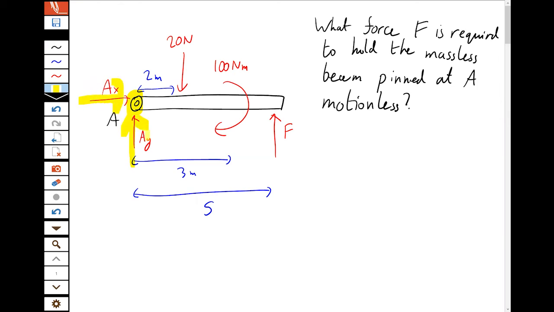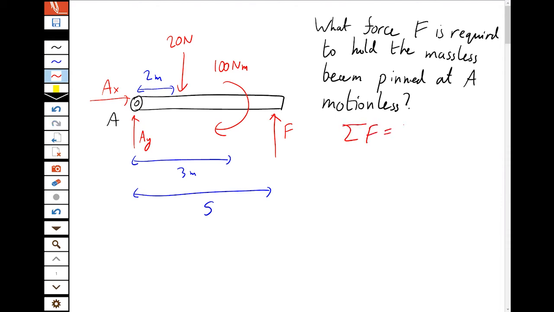You actually have this at any pin or hinge, and we'll see a bit more about that in the support reactions primer. We've got a 20 Newton force down 2 meters away, a 100 Newton meter clockwise moment 3 meters away, and an unknown force F 5 meters away. And we're asked what force F is required to hold this beam motionless. So we're being asked what will hold this beam in equilibrium.